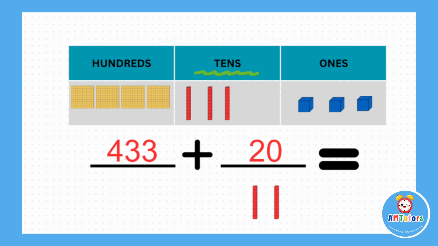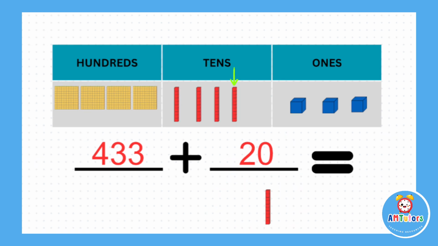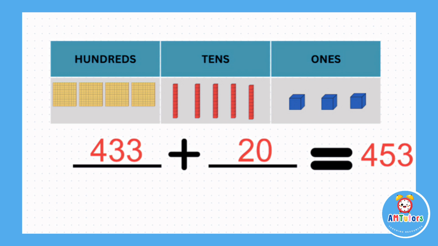We're going to use our 10 squares for this one, so we need to move 2 of these 10 squares into the tens column. That's 1, that's 2. Our new number is 400, 10, 20, 30, 40, 50, and 1, 2, 3. 453. Were you correct?